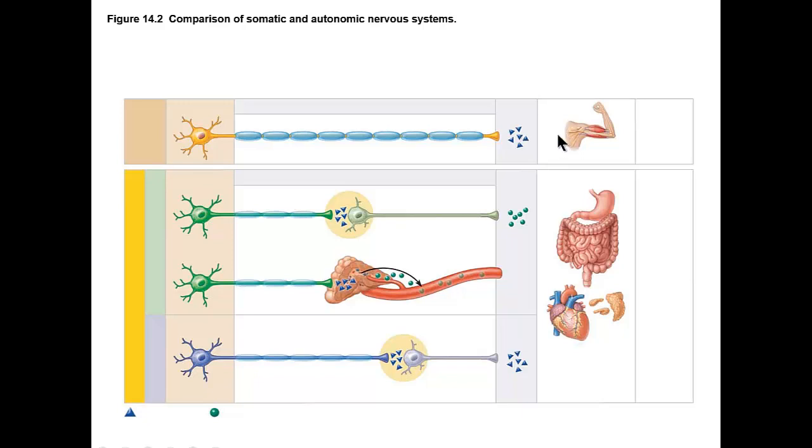Can we see nicotinic receptors anywhere we see ACh being released? It depends on the receptor. It depends on the organ. Okay. So that's what this chart is going to help us decide.